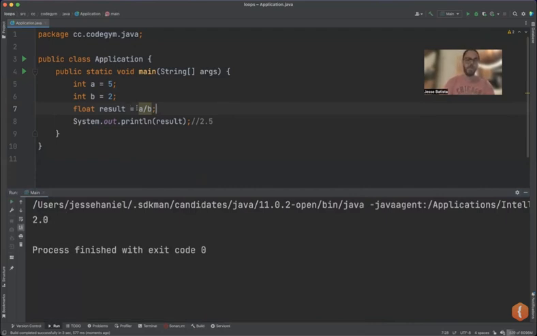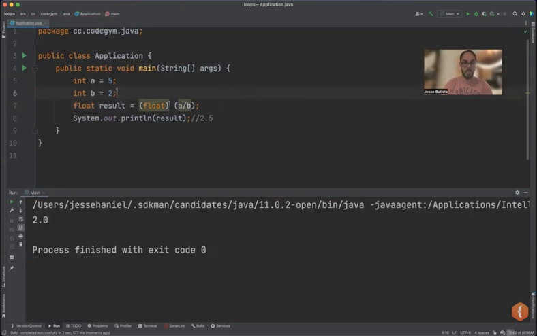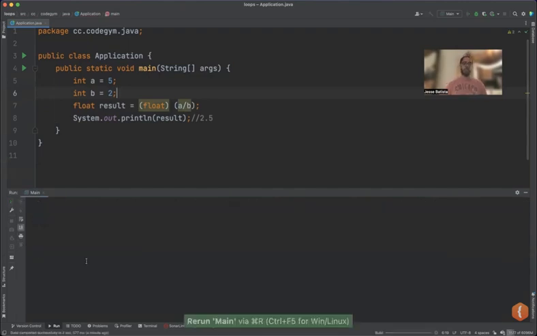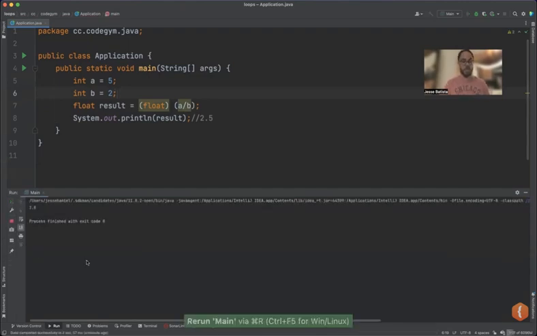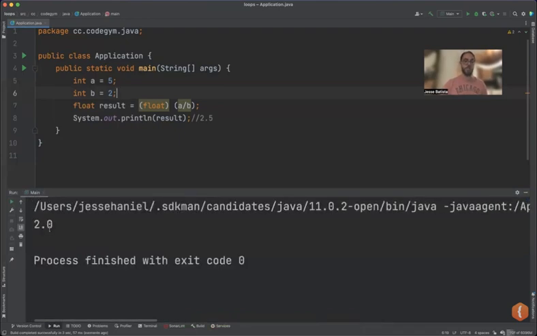Why this? Because since we are dividing int over int, the result of this will also be int. And it's like just doing the casting of this result to float. Okay, but this is not how it works. It's like this. So we have the division, and after the division, we have the casting. So I'm going to clear, run again, and that's it. We have 2.0.